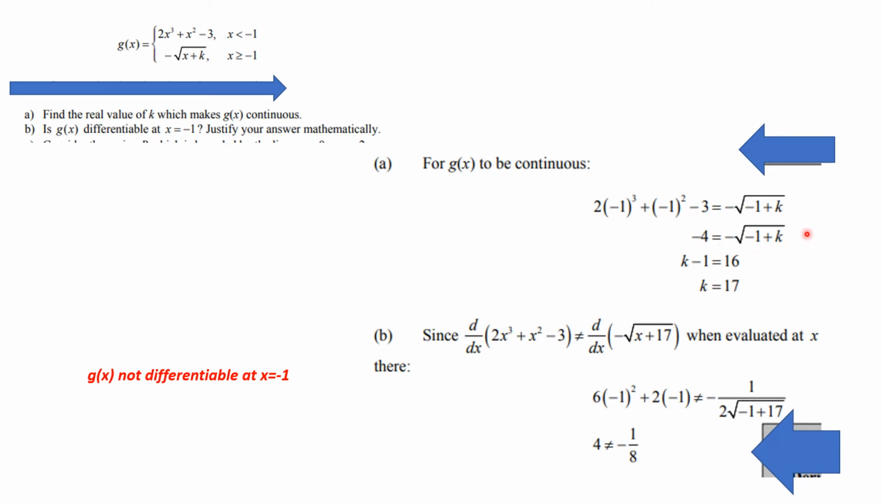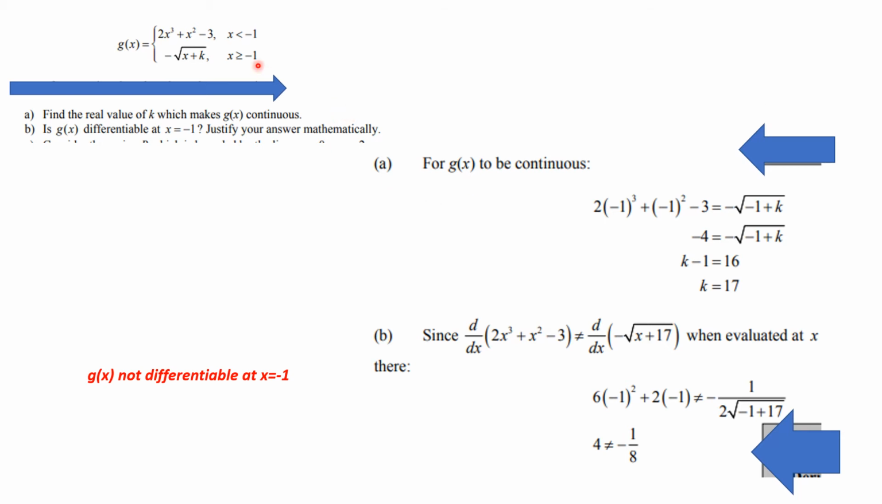We're going to square both sides. And when I square both sides, when I square a minus square root of, you could have written this as k minus 1, I get k minus 1 is equal to 16. That means that k is 17. So the answer to the first part is k is 17.